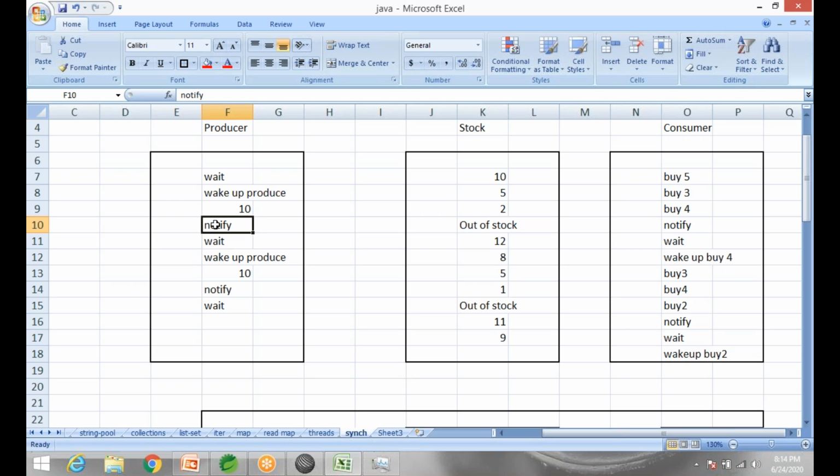Okay. So when the producer says notify, if there are 2 customers who are waiting for the stock, everyone will get notified. Not just one customer, but every customer who is waiting on this shared object will get notified. That's how wait and notify works. You do not directly talk to the other person. You basically wait and notify on the shared object that is stock.